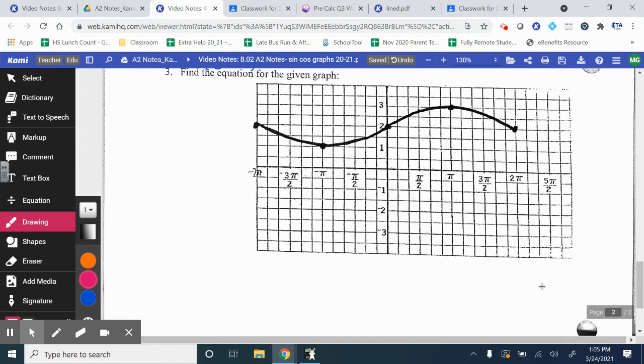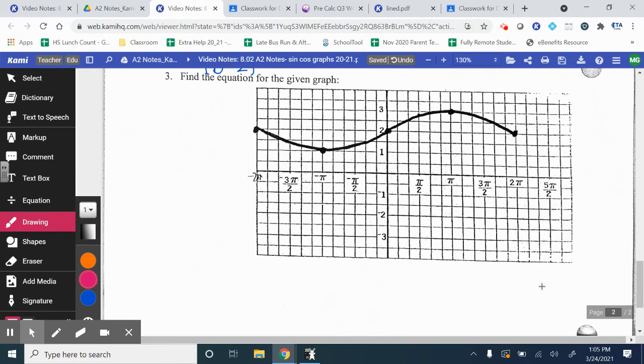Works as well. Okay, we're going to do one more together, and then you guys are going to work on some of these on your own. All right, so first, draw in your midline and decide if this is going to be sine or cosine. Pause the video, do that right now.